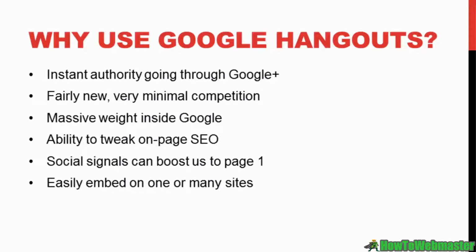Since it is owned by Google, we get massive weight inside the Google search engines. We can use different social signals to boost to page one in no time, like Fiverr, which I'll go through here in just a little bit. Of course, we have the opportunity to go viral by being embedded on one or many different sites with our unique link. And of course, we have the ability to tweak our on-page SEO once we are finished.